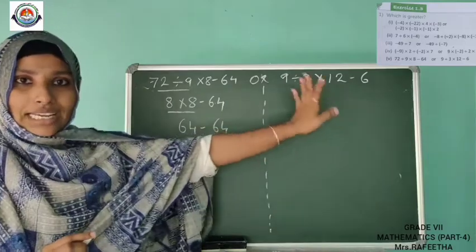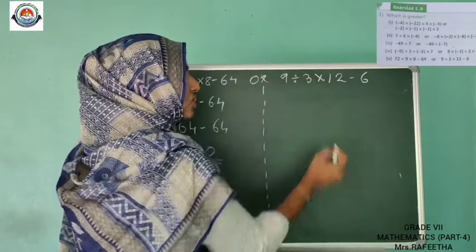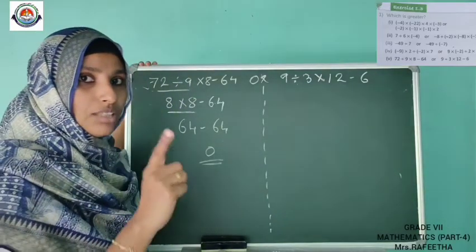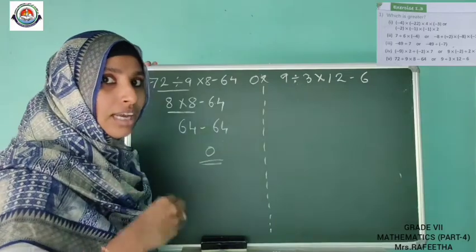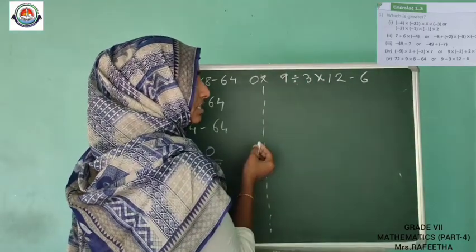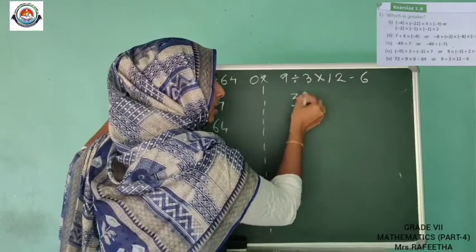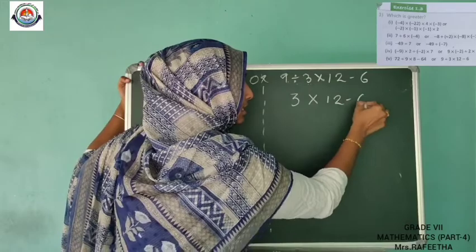We can solve the part next to this. Here, in this case, we know that as per DMAS, first is division, then multiplication, then addition, then subtraction. So first, 9 divided by 3. What is 9 divided by 3? 3. That is division over. The remaining steps I am writing here itself.